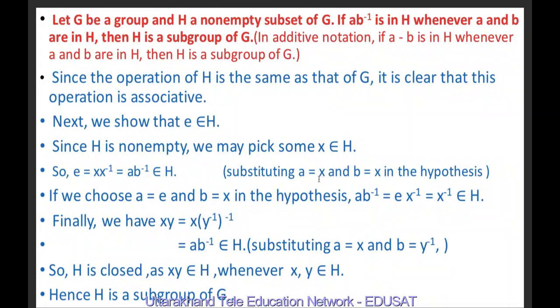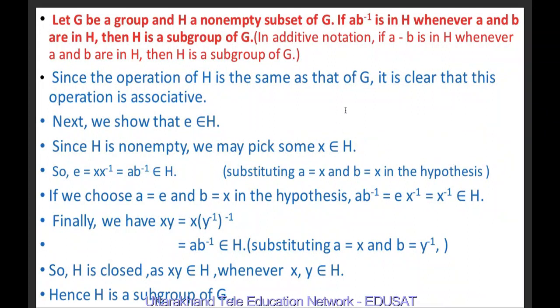If we substitute a equal to x and b equal to x, then x is equal to a and x inverse is equal to b inverse. And ab inverse is given to be in H. It means x x inverse belongs to H, so e belongs to H. And if we choose a equal to e and b equal to x in the hypothesis, then we get ab inverse equal to, with a substituted as e and b as x, e x inverse, and e into x inverse is x inverse, and so x inverse belongs to H.